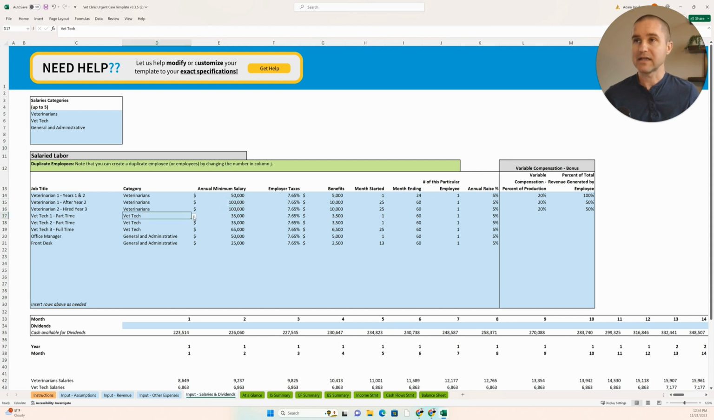Now you can also add in vet techs here and general administrative staff. You'll notice here that we layer in when some of these staff start, so you can grow your staff and headcount as the business grows.